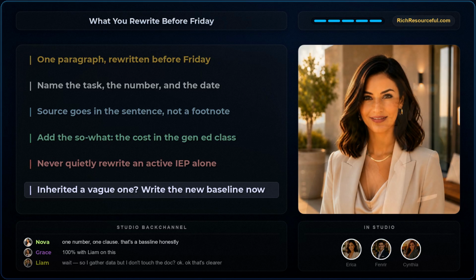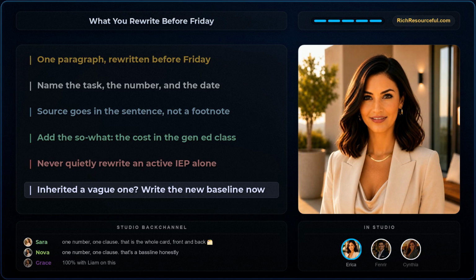Next time we build the goal out of this exact statement. 5 parts a compliant annual goal must carry. And why one written without your baseline can't be measured, can't be reported, or survive that 12-month question.